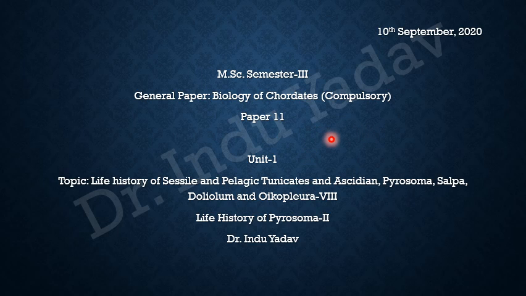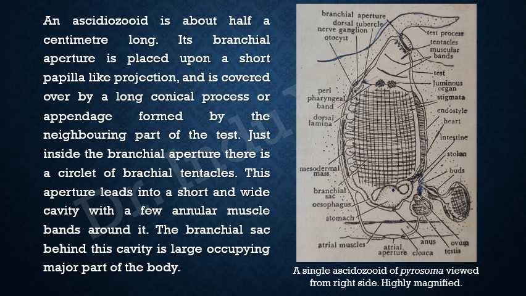So let's begin further with the animal Pyrosoma. Now here is the diagram of the single individual, which actually is the animal Pyrosoma, and these are arranged in the colony. Like you can see, this is a type of section of the colony.